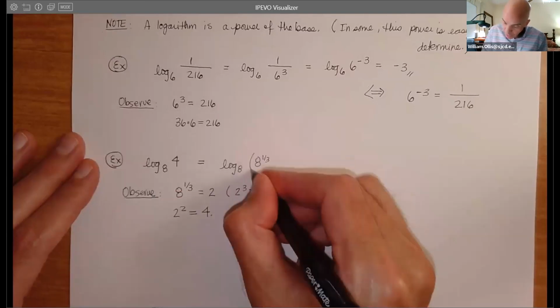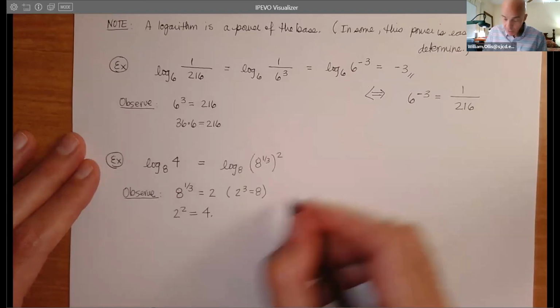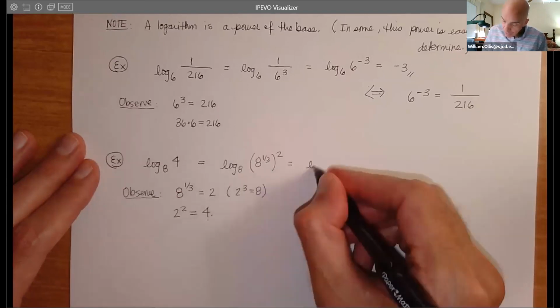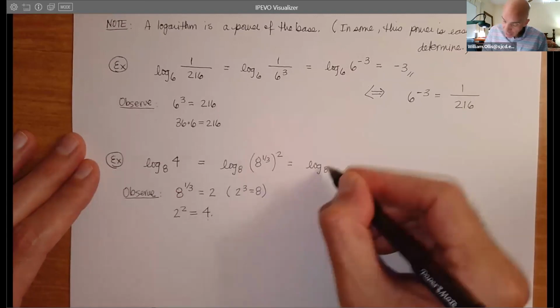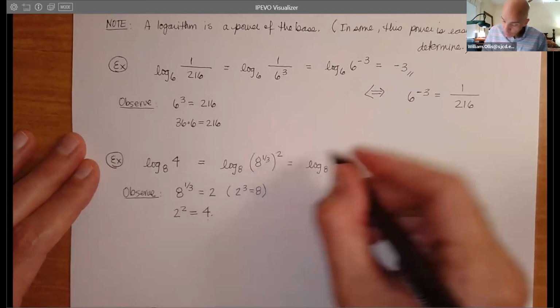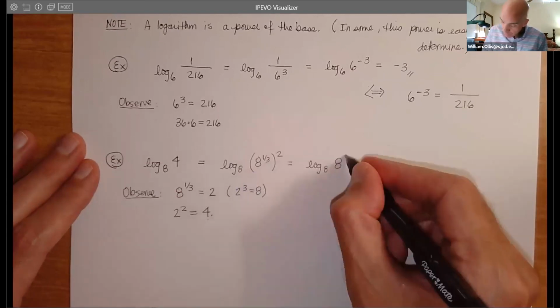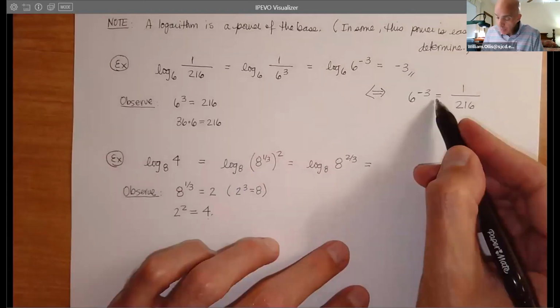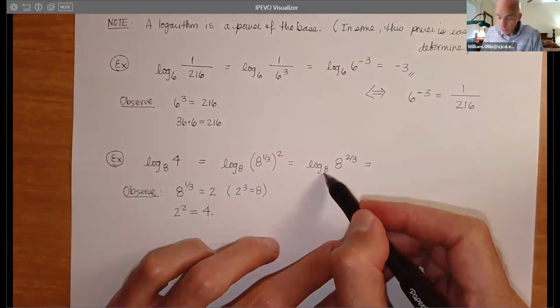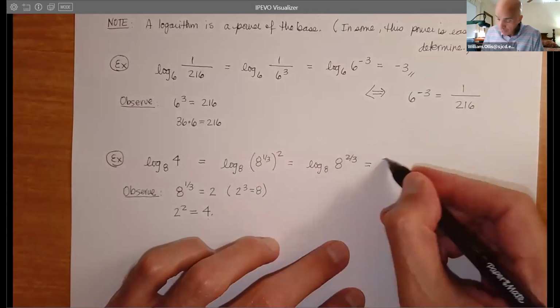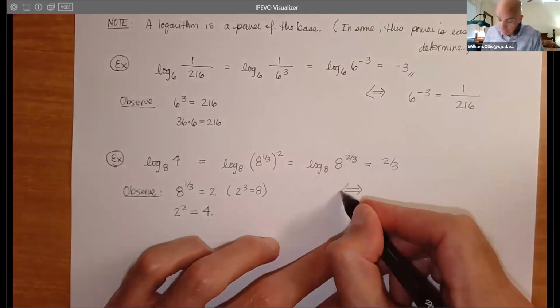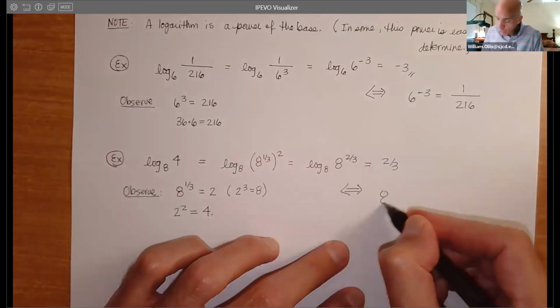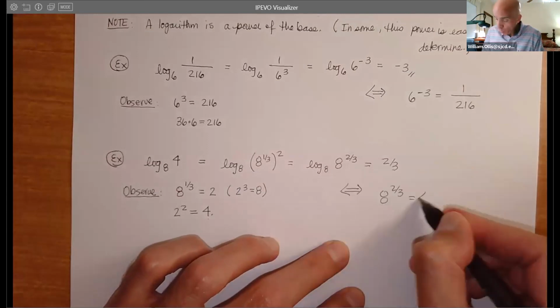raised to the second power using this. So this says the base 8 logarithm, and now use the laws of exponents, 8 to the 2/3. But now we have exactly what we have here. That is, what power of 8 equals 8 to the 2/3? Well, 2/3. So now what does that mean? This just says that 8 to the 2/3 equals 4.